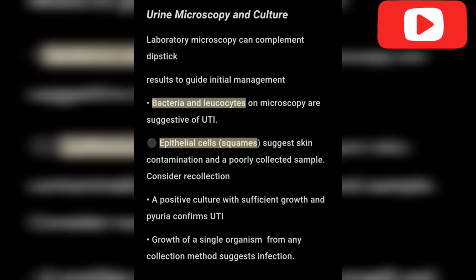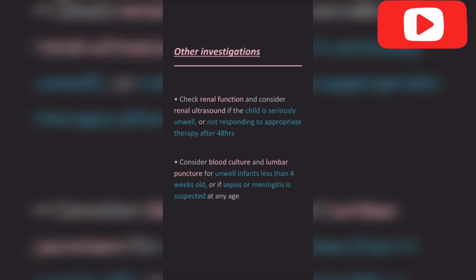A positive culture with sufficient growth and pyuria suggests the UTI. Growth of a single organism from any collection method suggests the infection. Other investigations we have to perform are to check the renal function and consider the renal ultrasound if the child is seriously unwell or is not responding to the appropriate therapy after 48 hours.